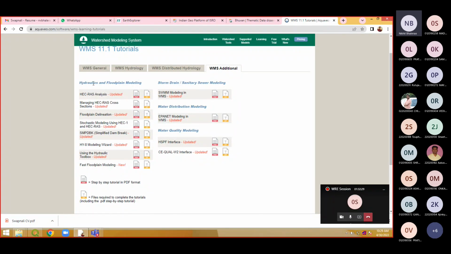Like I told you, hydraulic and flood modelings are there. So like HEC-RAS, floodplain delineation, etc., HY-8 modeling. These are the various models available under the WMS package. SWMM is also one of the packages, for storm drain and sanitary sewers. For water distribution modeling, EPANET software is there. For water quality modeling, HSPF and CE-QUAL. These software packages are available under this particular WMS.